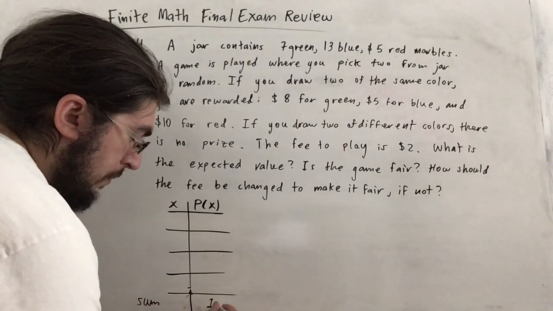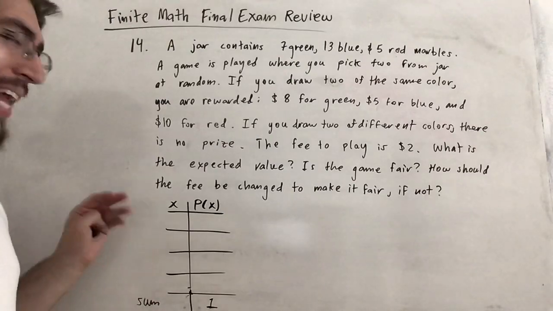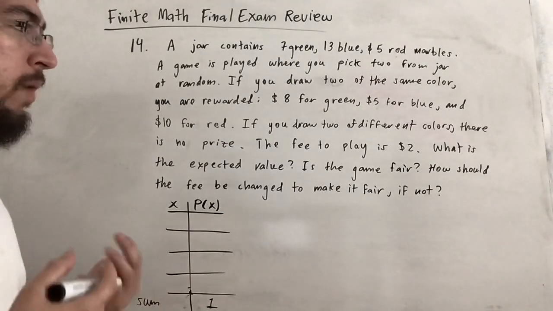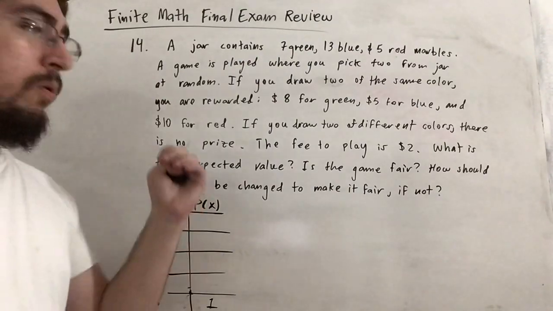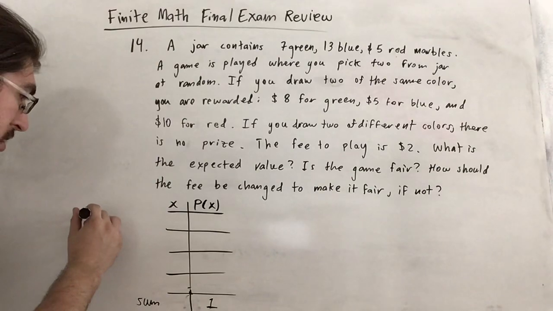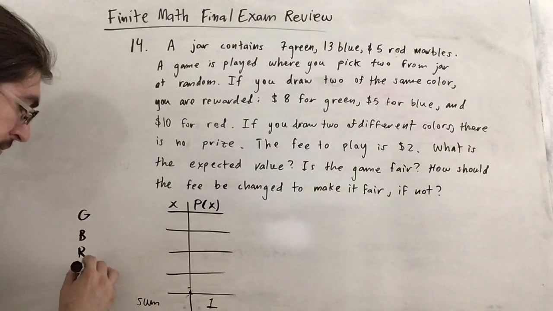Now remember that in a probability distribution, all the probabilities should add to 1. Keep that in mind. And x here will be our value. So it's how much we'll win or lose depending. So we're already down $2 right away in the game. So let me just label this as a G for green, B for blue, and R for red, and then N for none.